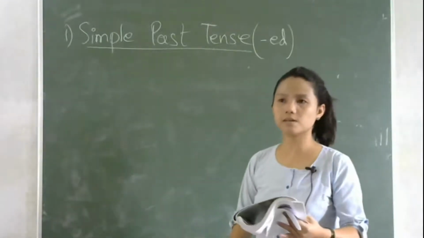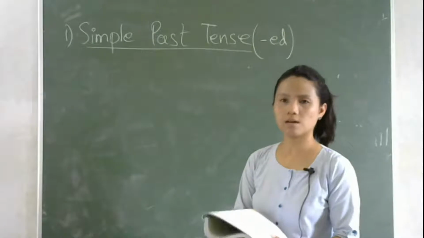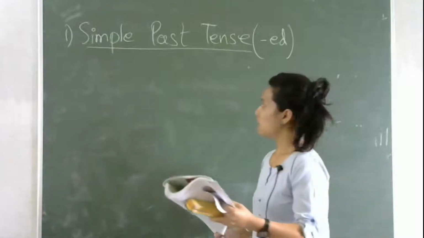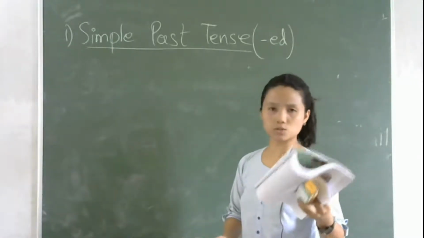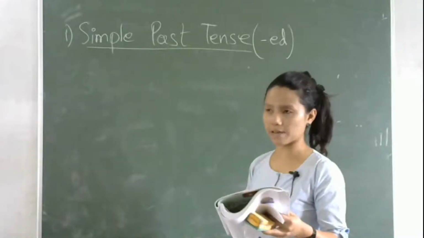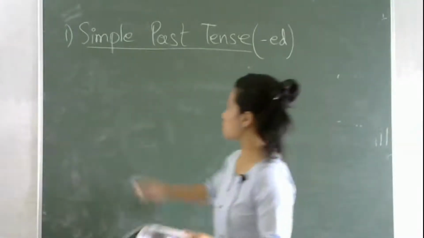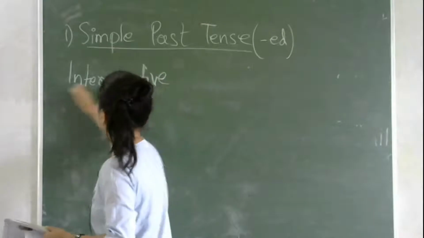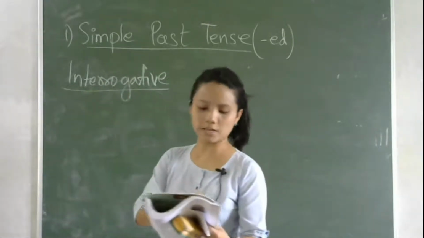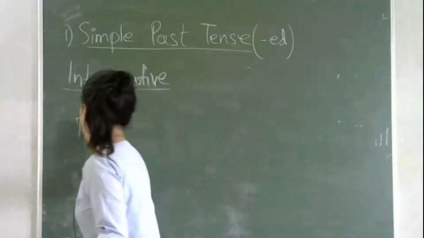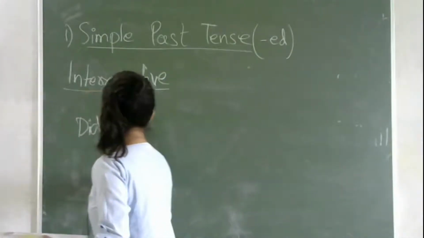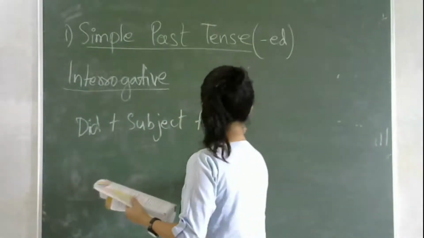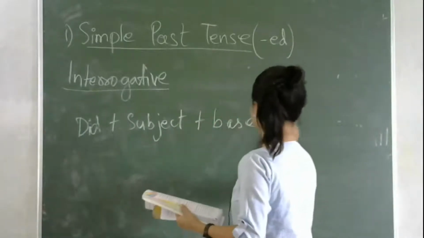Next, interrogative, page 42. It is chapter 5, page 42, for those who are joining late. So interrogative sentences. How is it formed? It is given here in the book: did plus subject plus base form of the verb.